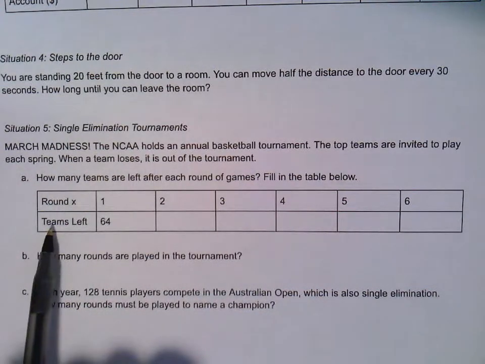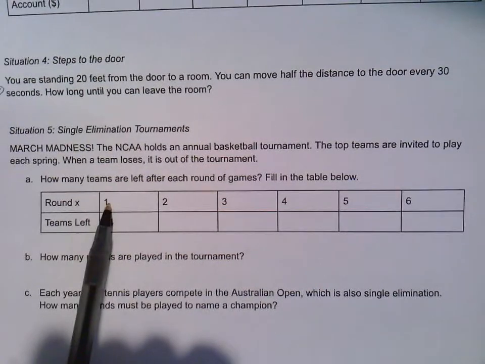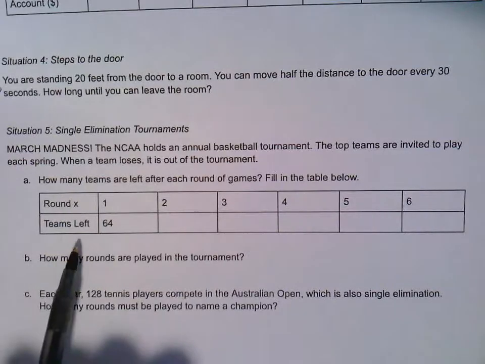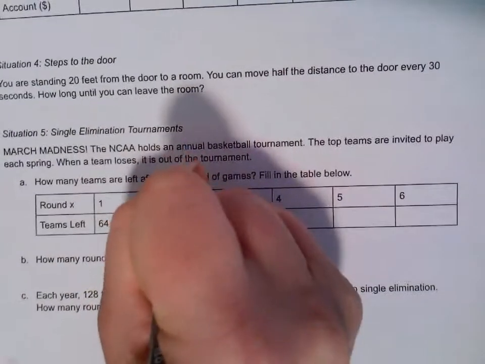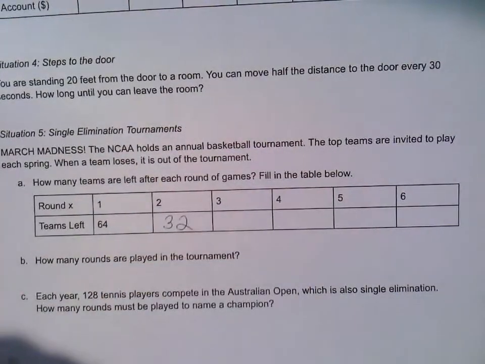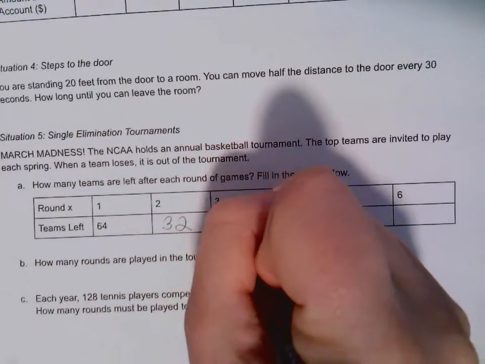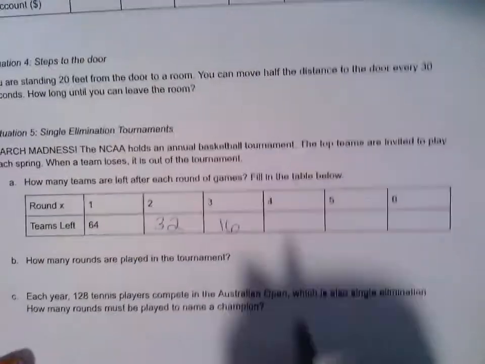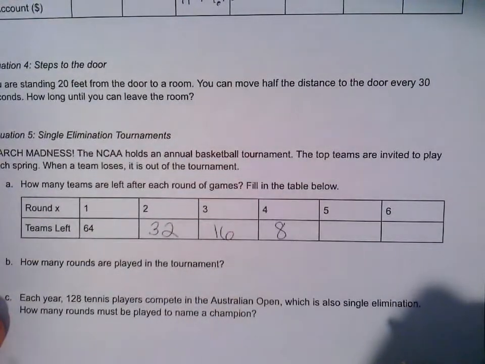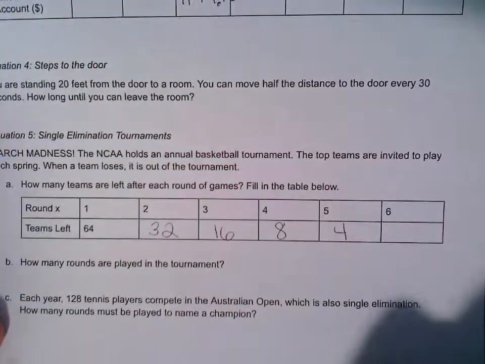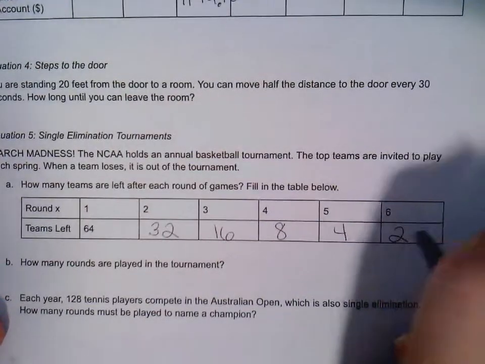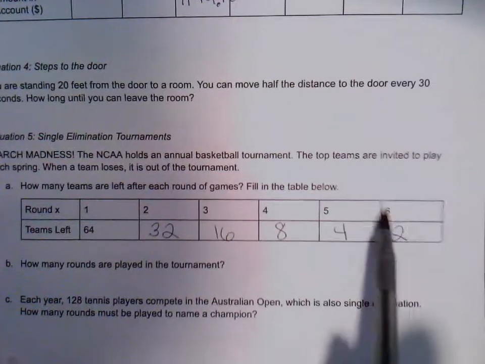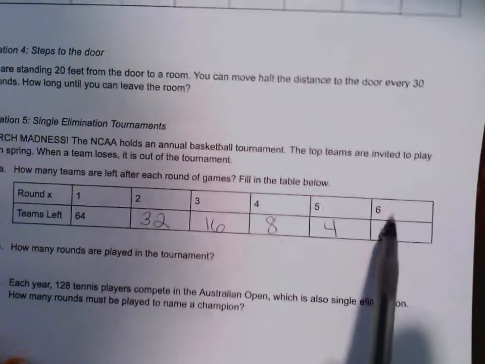So if you're in round 1, right, there's 64 teams in round 1. In round 2, there are 32 teams. Then there's only 16, right? 16 play in the Sweet 16, and then the Elite 8, the Final 4, and the finals. So I don't need to go to round 7. If there's only 2 teams that are playing in round 6, that's going to determine the winner right there.